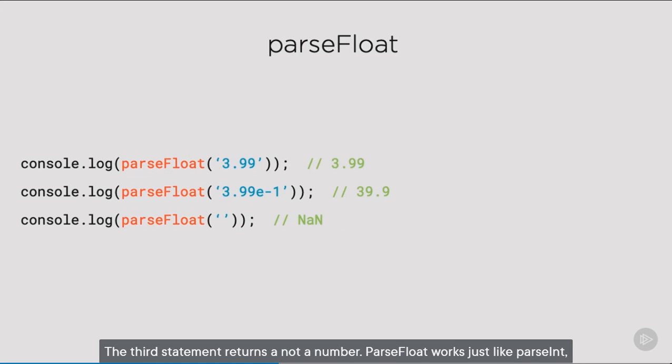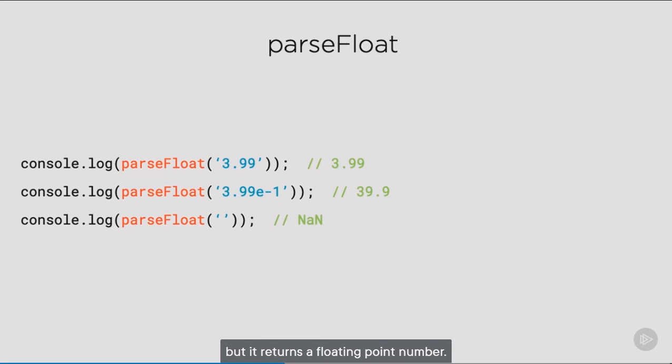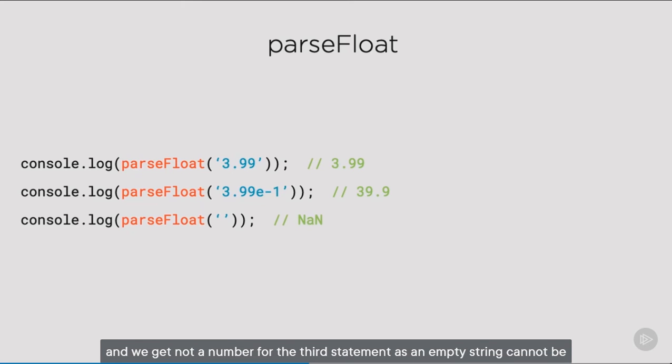parseFloat works just like parseInt, but it returns a floating point number. The first two statements here return 3.99 and 39.9 respectively, and we get not a number for the third statement, as an empty string cannot be passed to a floating point number.